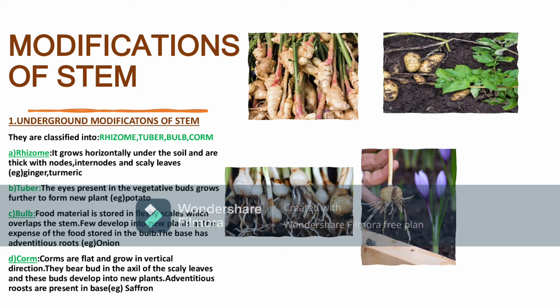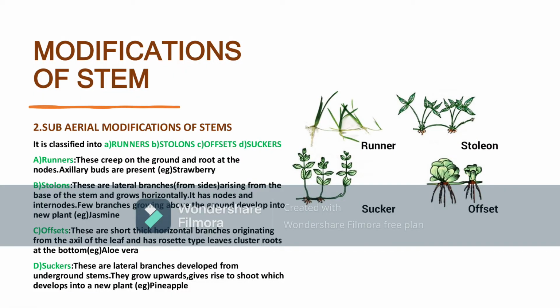Corm. Corms are fat and grow in vertical direction. They bear buds in the axil of the scaly leaves and these buds develop into new plants. Base has adventitious roots. Example saffron. Next is subaerial modification of stem. This has runners, stolons, offsets and suckers.